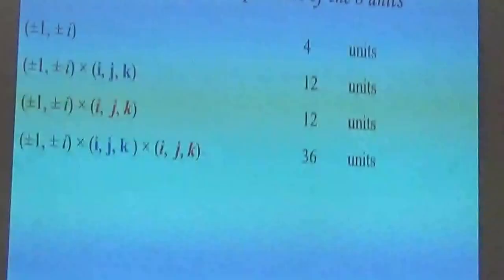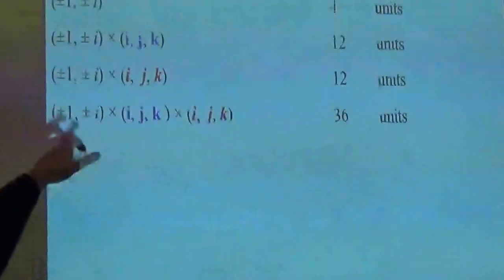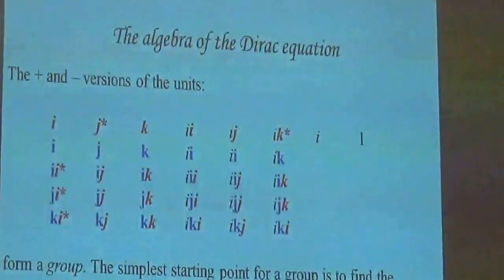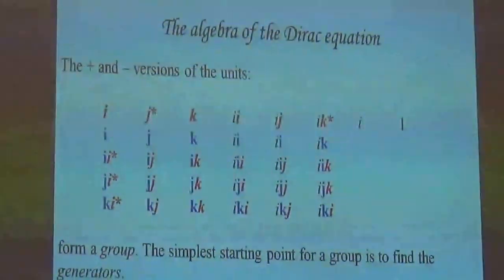So there are 64 possible products, and you can see if you multiply all these things out, you get those 64 products. It tells you how those 64 work out, and that tells you what they look like. That's plus and minus versions of those. And they're also a group. So we're onto another group now.